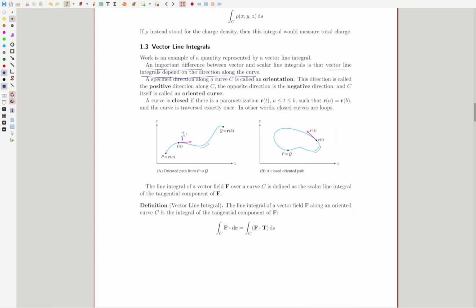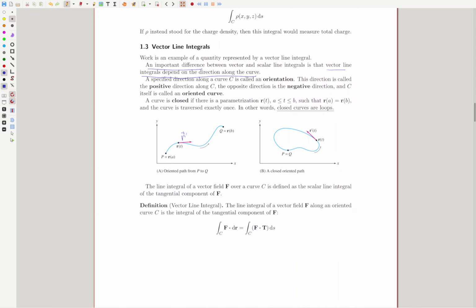Okay, that makes more sense. Yeah, and so again, this arrow is the orientation. Same with this. I think that's enough on that topic. Right, the line integral. So this is the definition of a vector line integral.